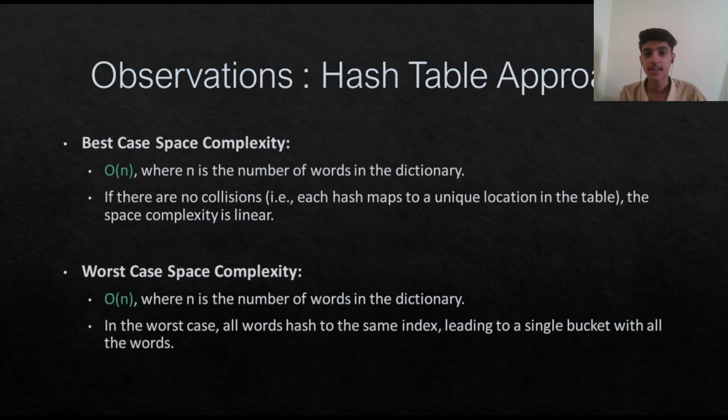Now moving on towards the hash table, the observations of the hash table. In the best scenario, we'll have big O of n space complexity. Even if there are no collisions in the hash table, the words will map to unique locations in the table, and we will have linear space complexity. Also, in the worst case, we will have big O of n, because in the worst case, all words will hash to the same index, which will lead to a single bucket with all the words. So we'll have to store n words. So big O of n is the worst case space complexity of the hash table.